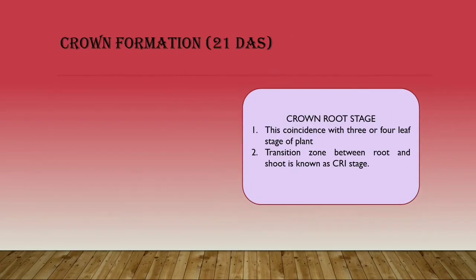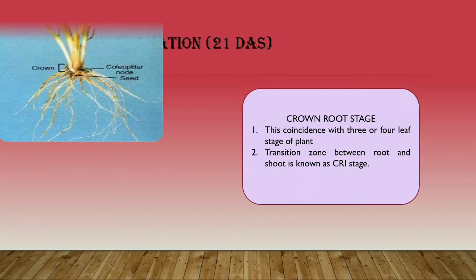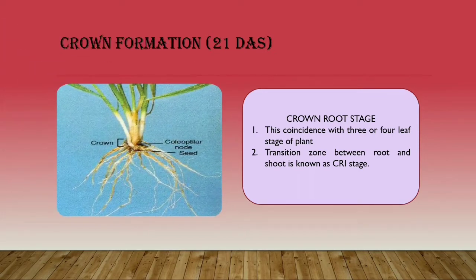And you can observe the crown formation stage at 20 days after sowing. Here you can observe the crown root initiation. The transition zone between the root and the shoot is known as crown root initiation stage, and it is clearly observed in this image. This coincides with the 3 or 4 leaf stage of the plant.